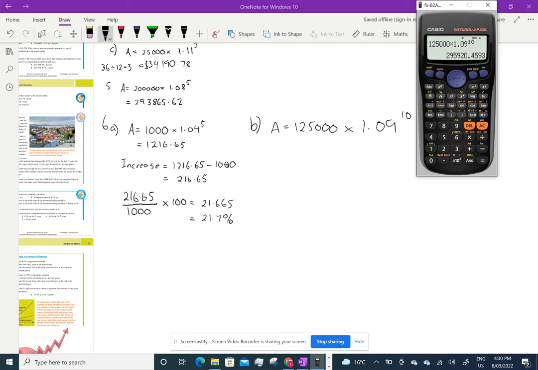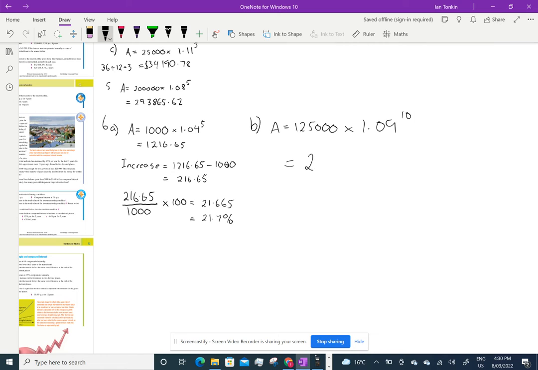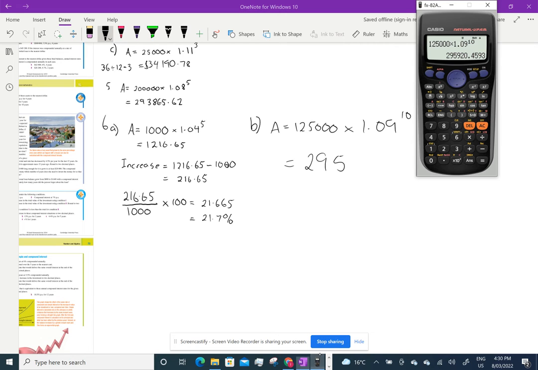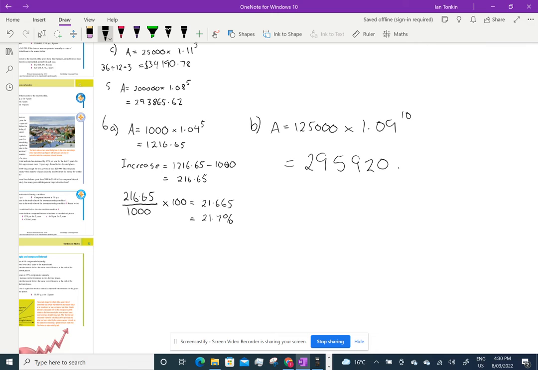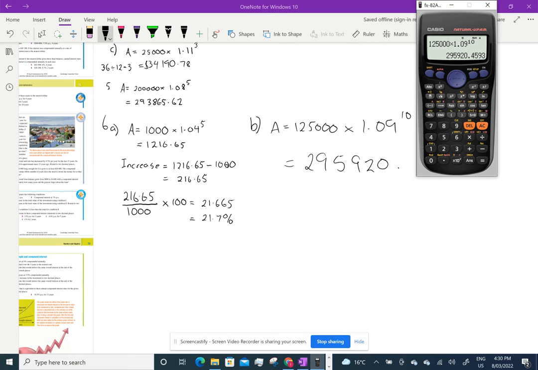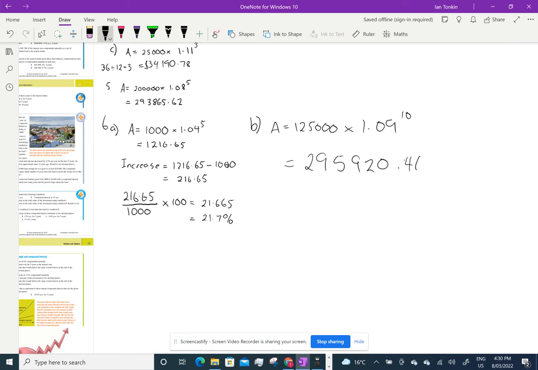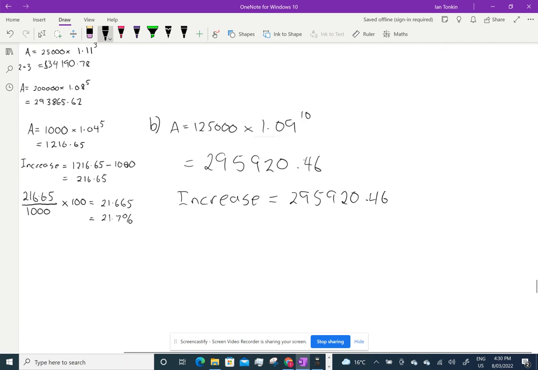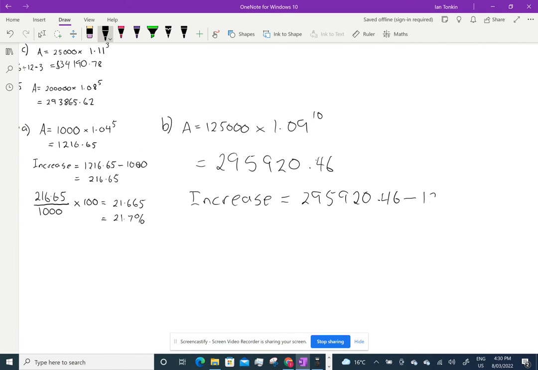259,295,920.46. Remember, we're only going to the nearest cent. So the increase is that 295,920.46. What was it originally? 125,000.